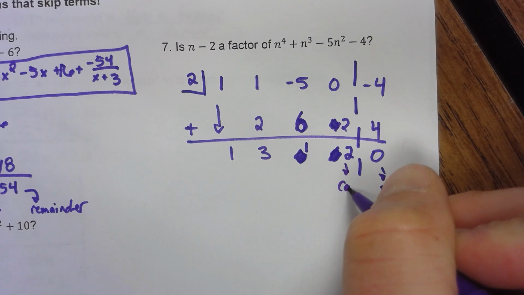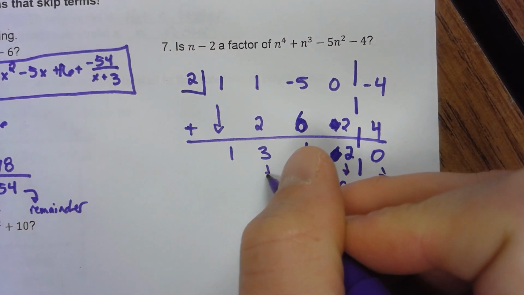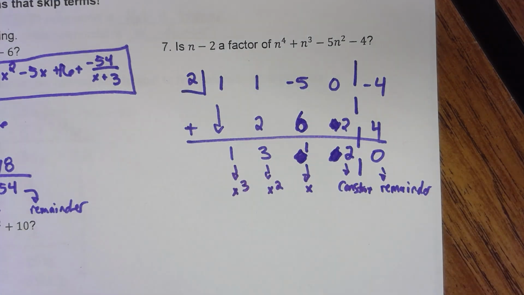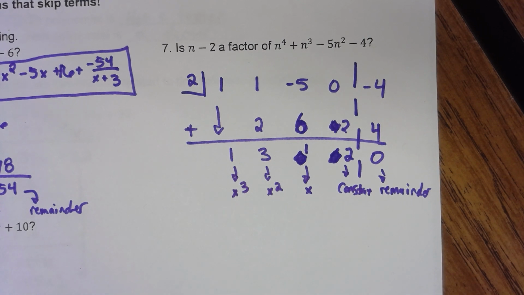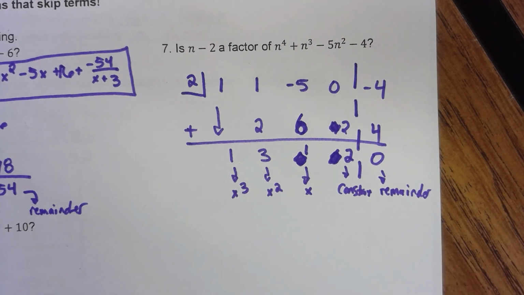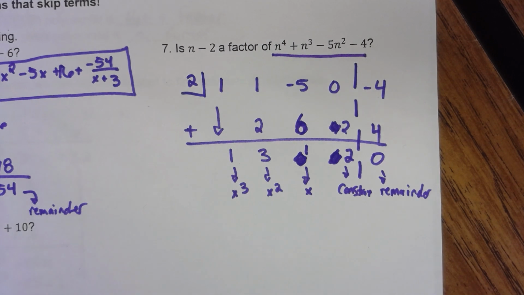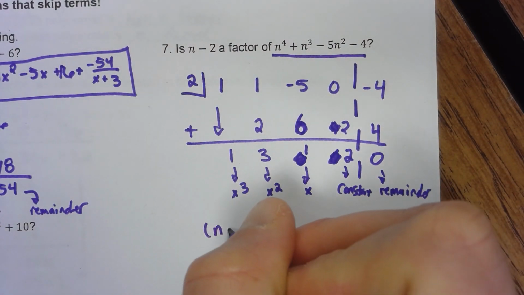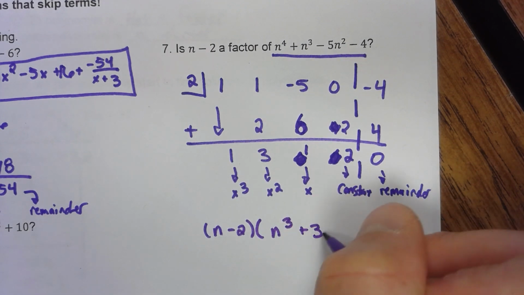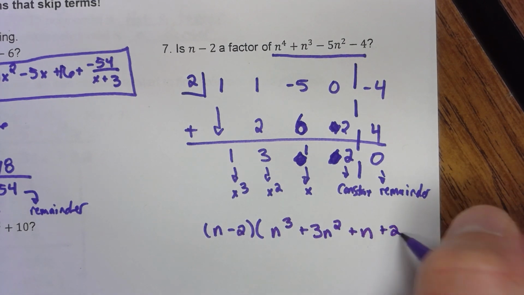2 would be the constant term. 1 would be the linear term with an x. 3 would be the quadratic term with an x squared. 1 would be the cubic term with an x cubed. So the result of our division, and again confirming, I guess not x's but n's here, we are saying that this polynomial that we started with and divided, we get n minus 2 times n cubed plus 3n squared plus 1n plus 2.